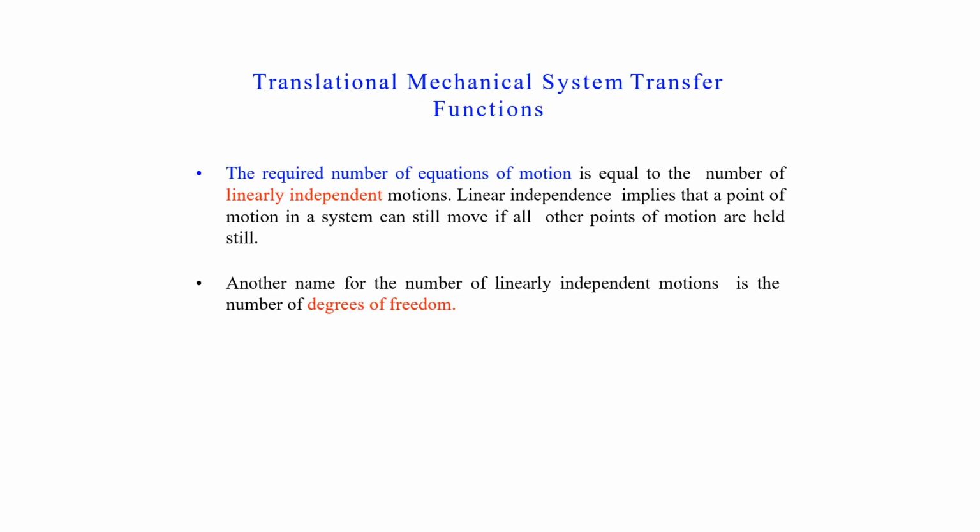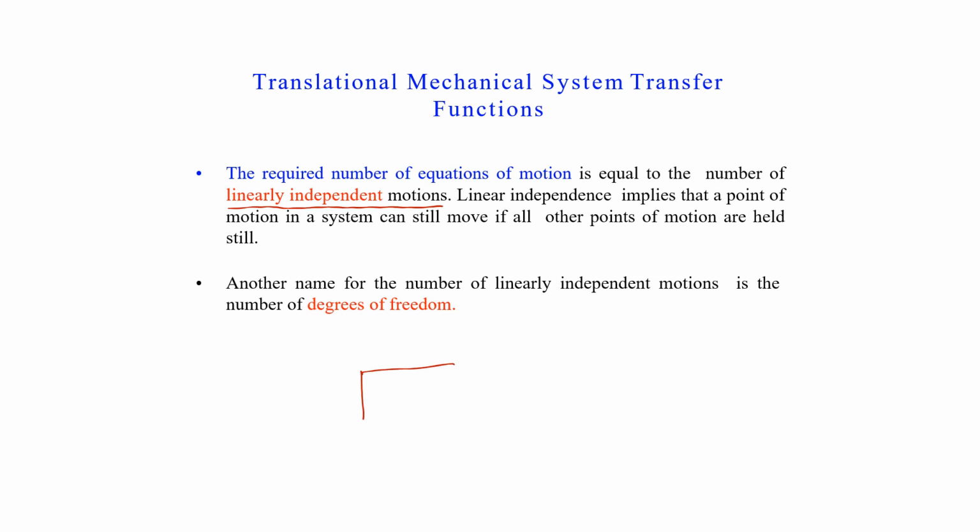We can also find the transfer function for translational mechanical systems with more than one body or more than one moving point. So the required number of equations of motion will now be equal to the number of linearly independent motions. What does linearly independent motion mean? It means that a point of motion in a system can still move if all other points of motion are held still.